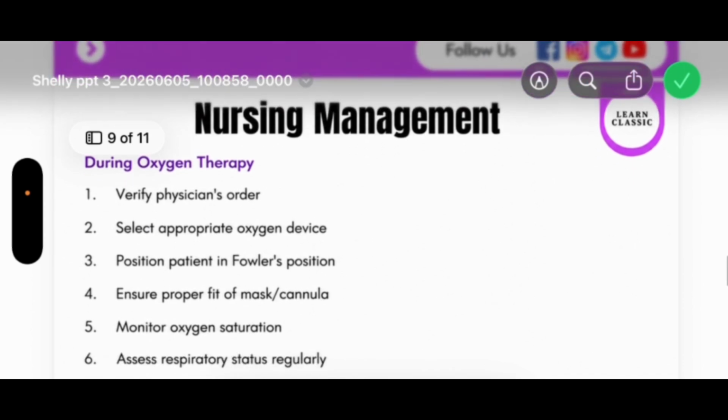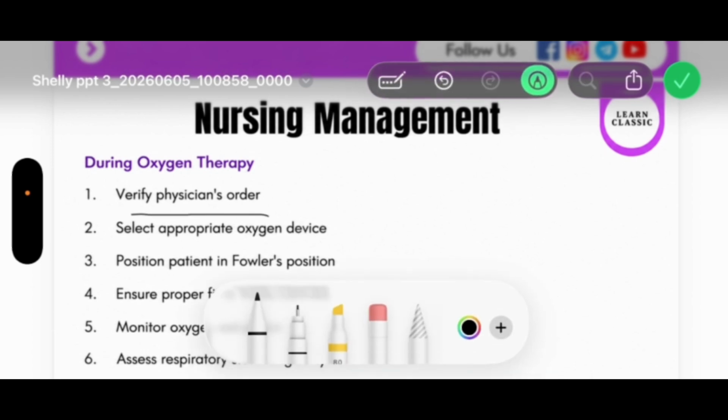Then coming to nursing management. During oxygen therapy, verify the physician's order. We must check and recheck the physician's order repeatedly. If the patient has COPD, we will not give much oxygen. Okay. Then select the appropriate oxygen device, the way in which we will administer the oxygen.